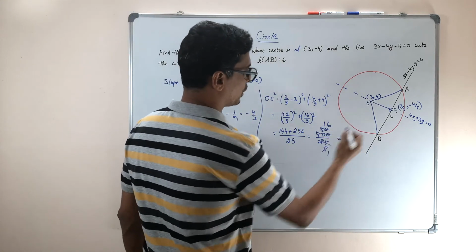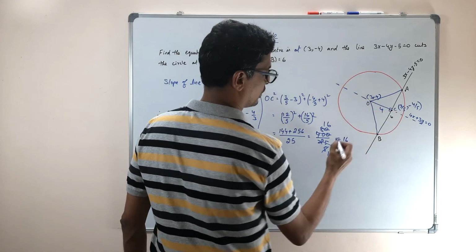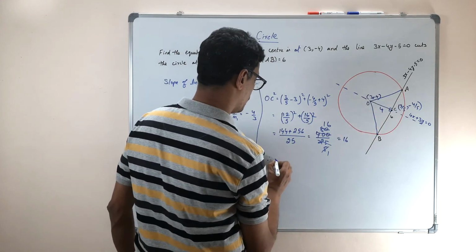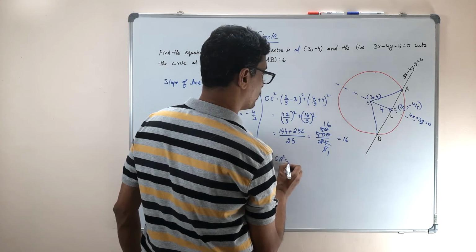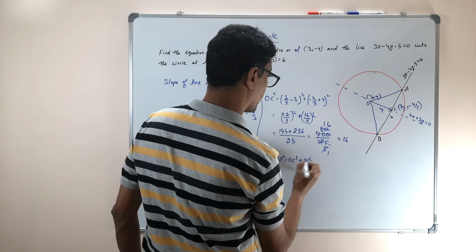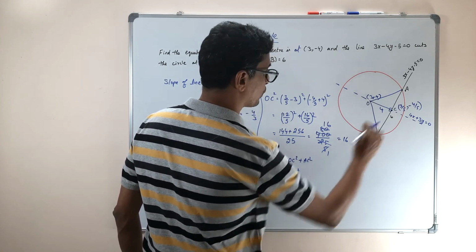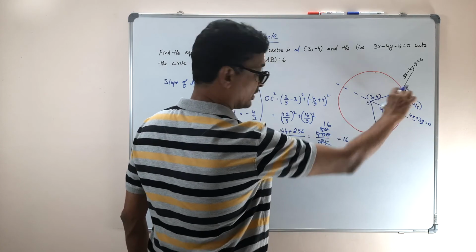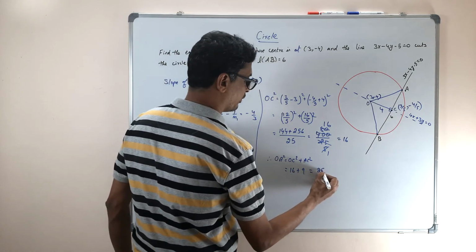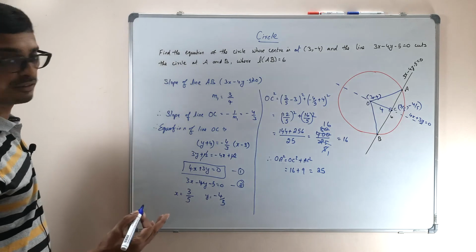So now you know OC is 4. Therefore OA square will be equal to OC square plus AC square. OC square is how much? 16. Plus AC square, half of this, that is 3. 3 square is 9, right? So that will equal 25. So we got the circle's radius: the radius of the circle is 5.